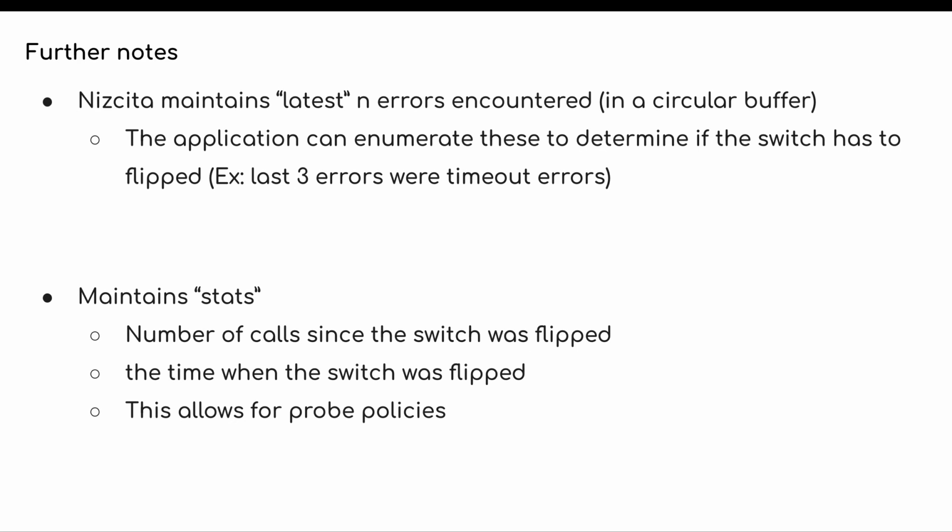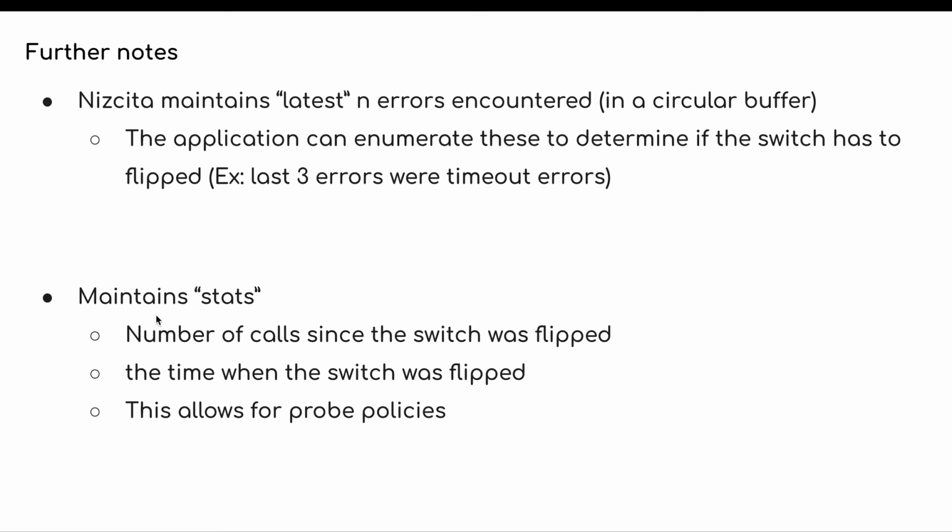There are some further aspects which Nisita has. Nisita maintains the latest n errors encountered in a circular buffer. This is to allow the application to enumerate these errors and to determine if the switch has to be flipped. For example, it can say the last 3 errors were timeout errors, then it can decide to flip. This allows greater flexibility in terms of when we can consider the primary is at fault.